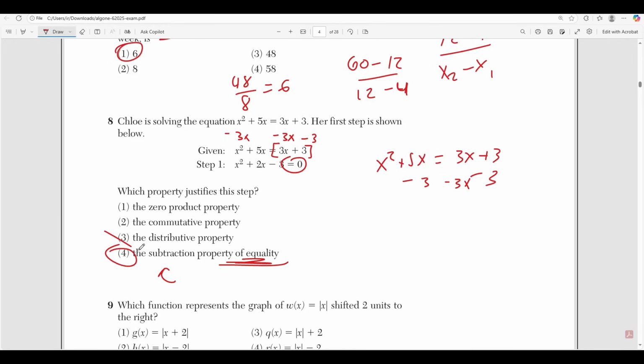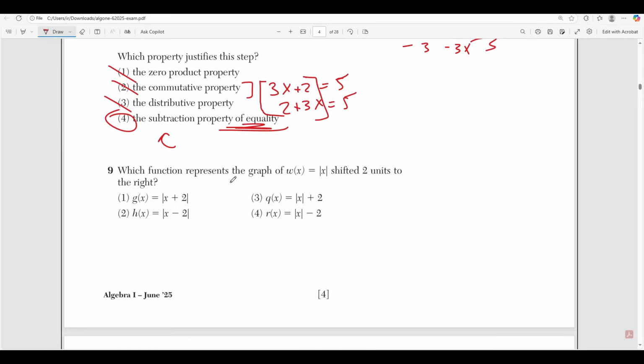She did not distribute, she did not multiply anything by 0, and she did not use the commutative property because the commutative property is only on the same side of the equal sign. So for example, saying that 3x plus 2 is equal to 5 is the same thing as 2 plus 3x is equal to 5. That's the commutative property of addition because we managed to move it around on only one side of the equal sign, okay?